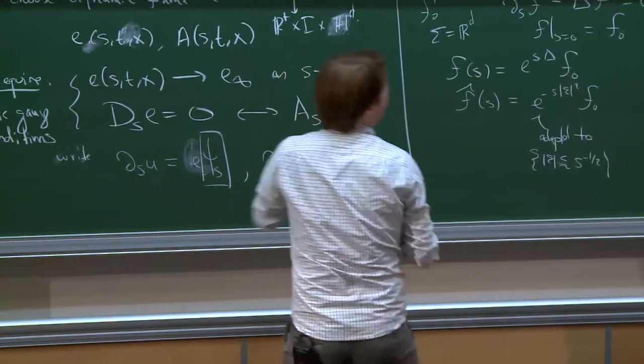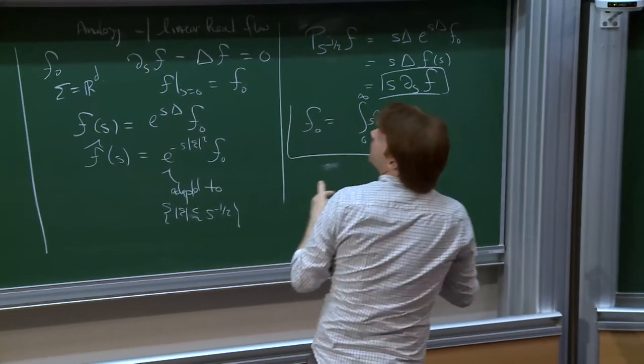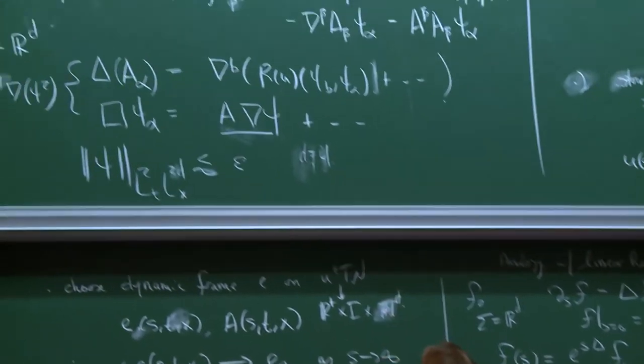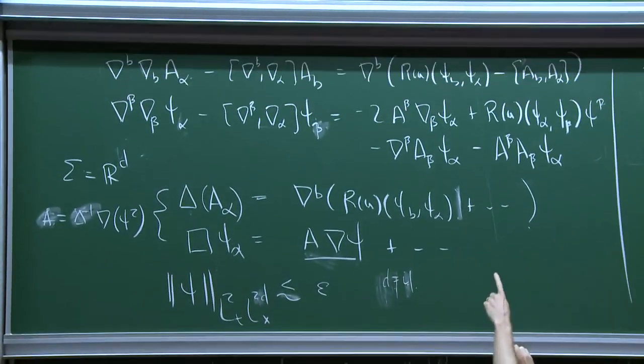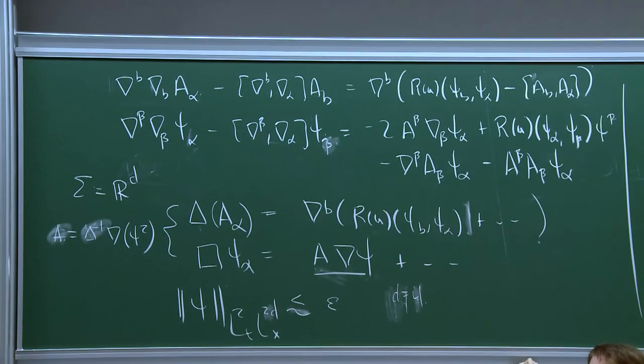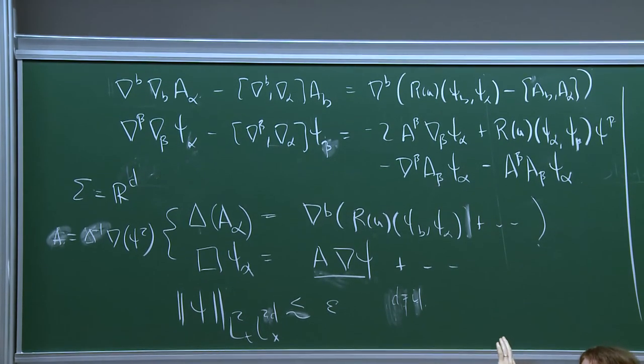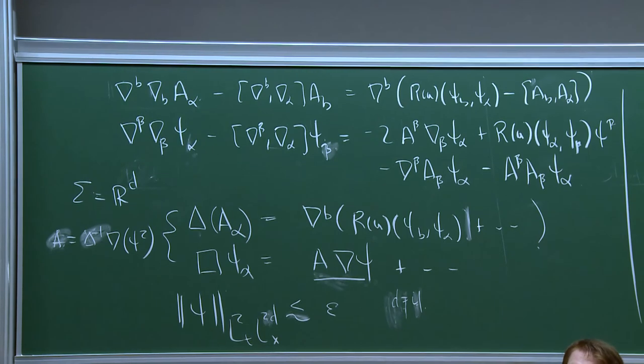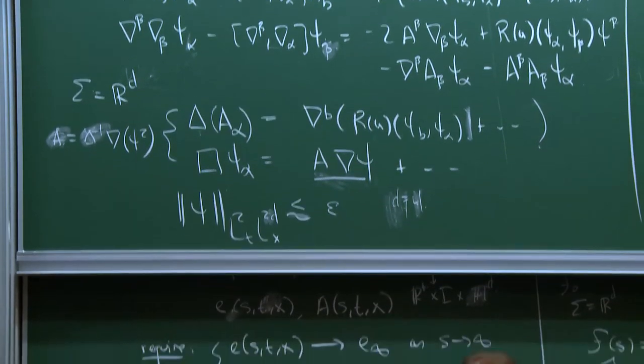You have a lot of difficulty with this elliptic equation here. In particular, there are quadratic interactions of A, which then become relevant, which I didn't even write down here, which are perturbative in the small data setting, but they become very problematic in the large data setting. So the caloric gauge is nice in large data settings.